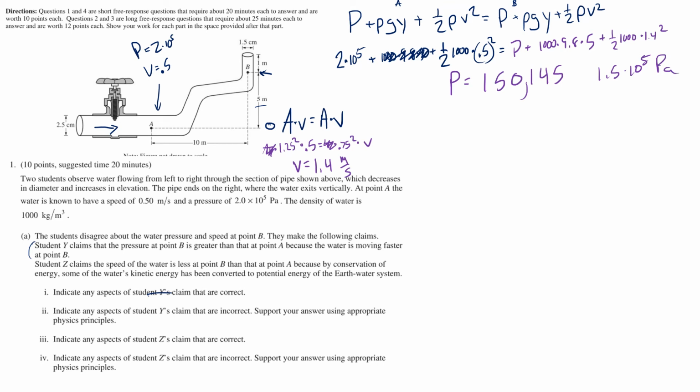All right, so now let's go into this here. So student Y claimed the pressure is greater. They are wrong. That is not true. But they say because the water is moving faster. Any aspects that they're right, the water is faster. But the pressure is not higher. Water is faster. It's faster because the area went down. Indicate which aspects of Y's claim are incorrect.